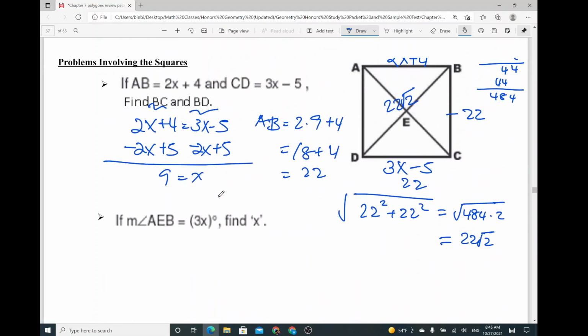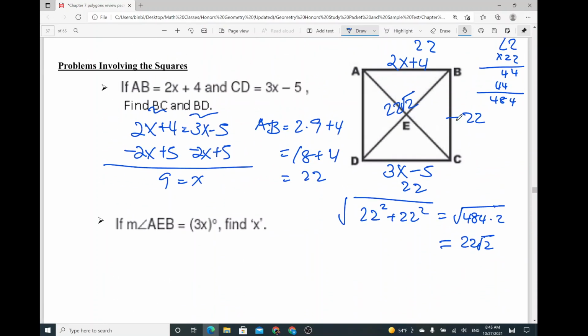So here's another one. If the measure of angle AEB is 3x, so AEB right here, and this angle is 3x, find the value of x. Well, this one is pretty basic. 3x equals 90 degrees. If it's a square, it has all the properties of the special parallelograms, the rectangle and the rhombus. So the diagonals, once they intersect, form 90 degrees; they're perpendicular. So 3x equals 90, so x equals 30 degrees.